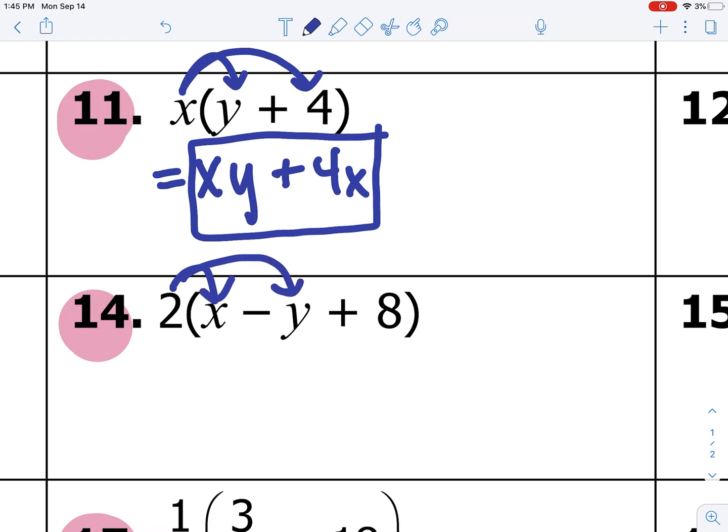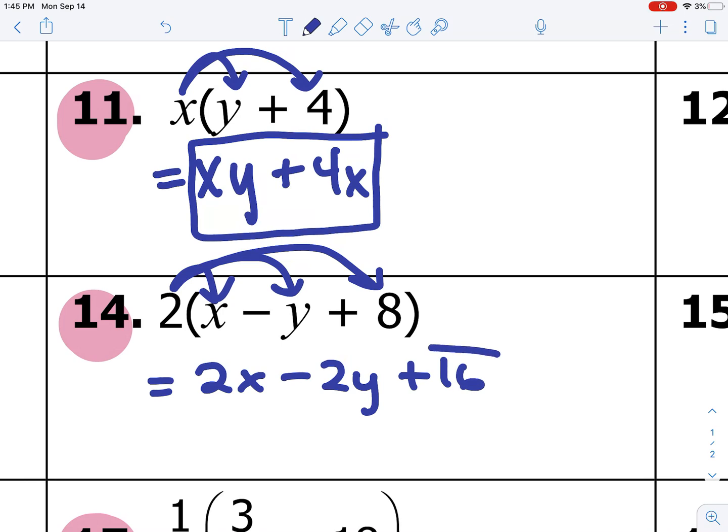For number 14, you'll notice that we're distributing the 2 to all 3 terms because we have 3 terms inside the parentheses this time. 2 times x is 2x. 2 times negative y is negative 2y, and 2 times 8 is 16.